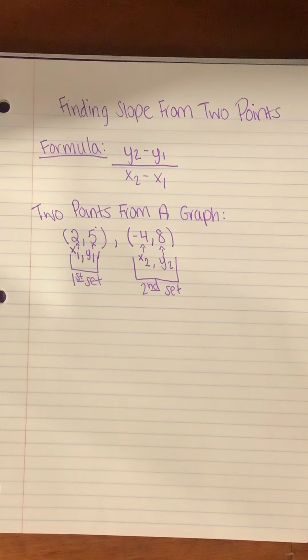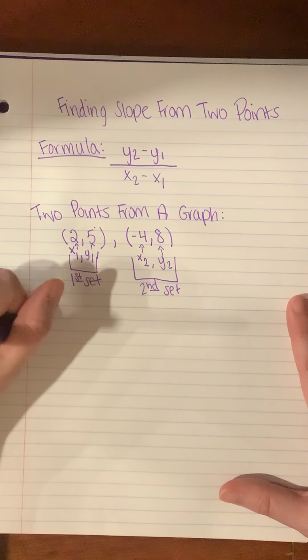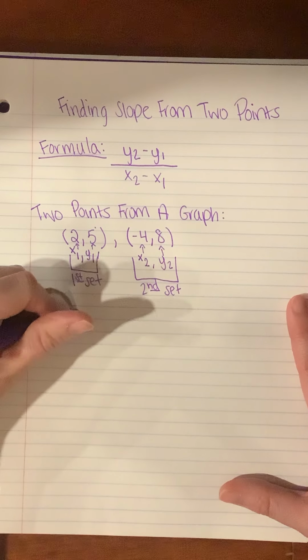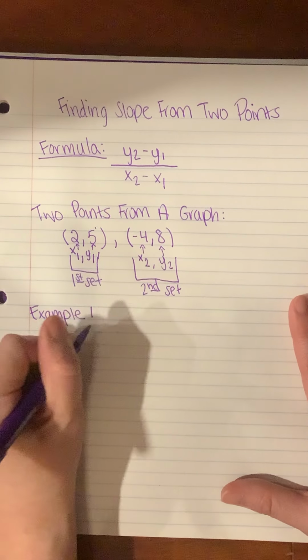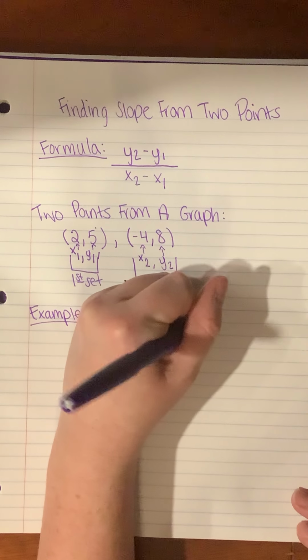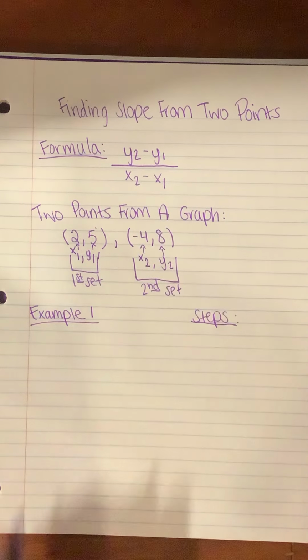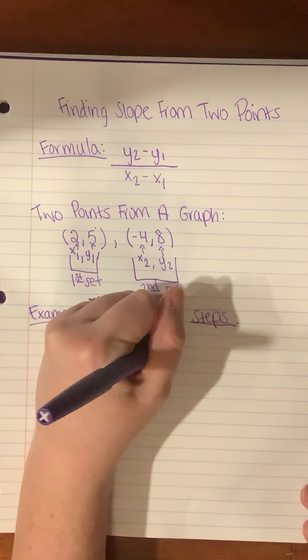Okay, so using these numbers, we're going to build our first example. Let's go ahead and label it example 1. And then off to the side, we're going to create some steps for ourselves while we're putting our numbers into our formula. Okay, so our first step is we are going to transfer our numbers into our formula.